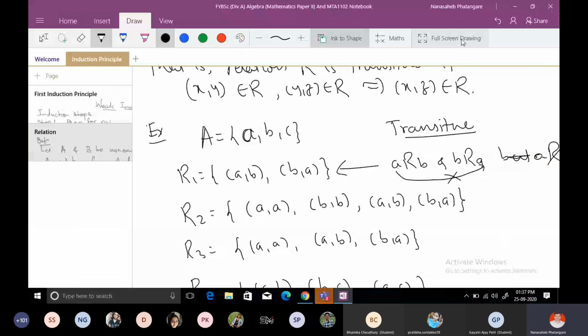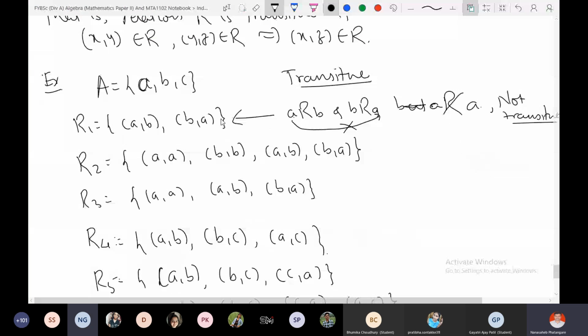Fine. So do you understand why this relation is not transitive? Is it clear? Yes, sir. A is related to B, B is also related to A, but by transitivity we expect that A should be related to A. That is not there. Here the pair (A, A) is not there. So the pair (A, A) is not in R1, so not transitive. Okay, what about this second one?